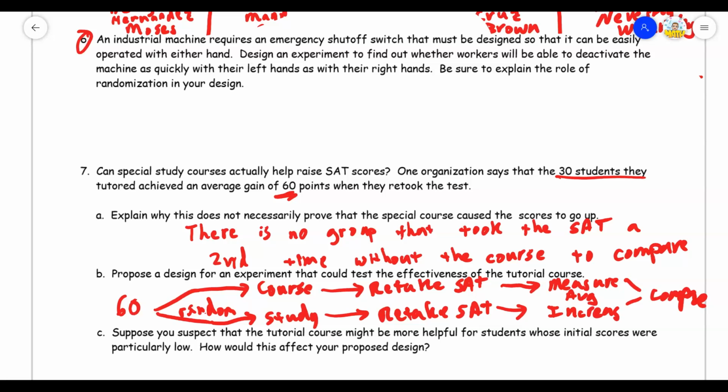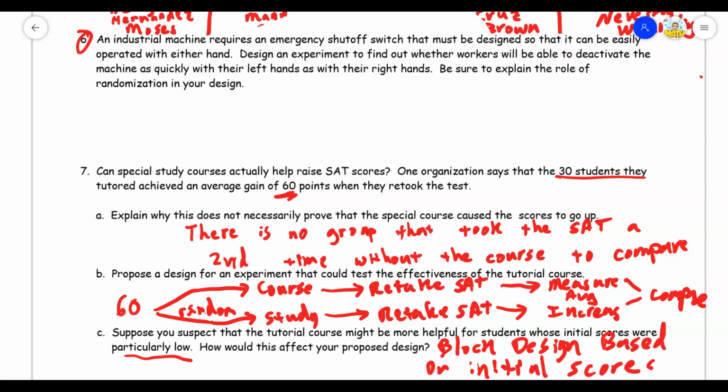Suppose you suspect the tutorial course might be more powerful or more helpful for students whose initial scores were particularly low. How would this affect my design? We could make a block design, right, based on initial scores. So you could have at least 2 blocks. You could say initial score low and then run the exact same experiment, okay? However many people had low scores to begin with, you do the same experiment, all right? Except you wouldn't start with 60, you'd start with however many were low and then high scores. Or you could have low, average, high. But you're gonna have to decide ahead of time what those numbers are.